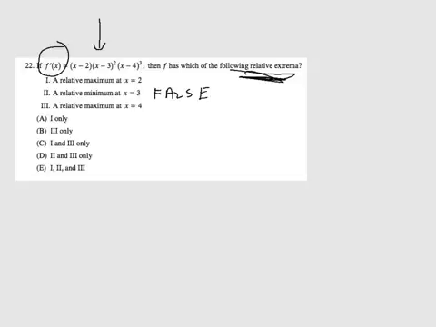So anything that has statement 2 in the answer choice, we can immediately eliminate. So that's going to be D and E. So now we basically have to say, well, is 1 correct and is 3 correct?